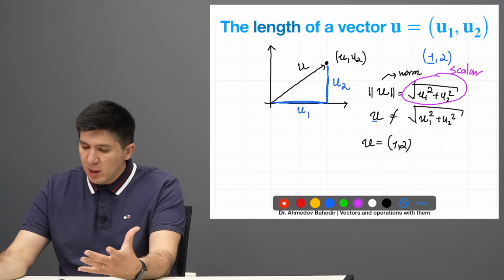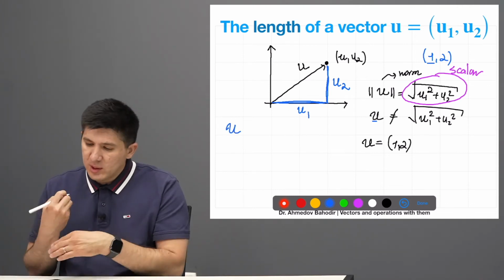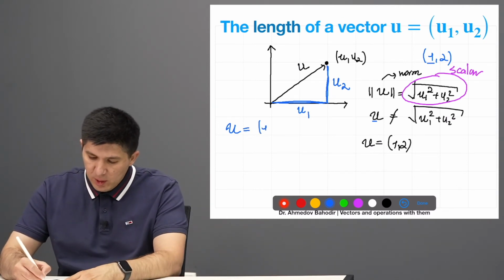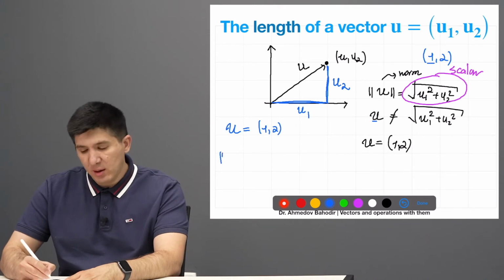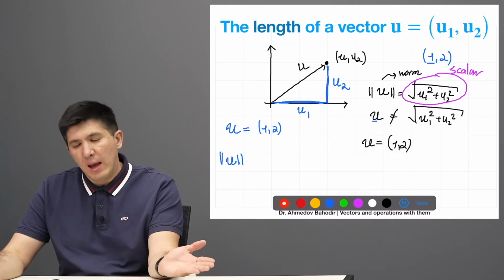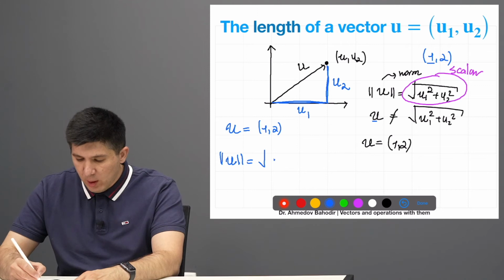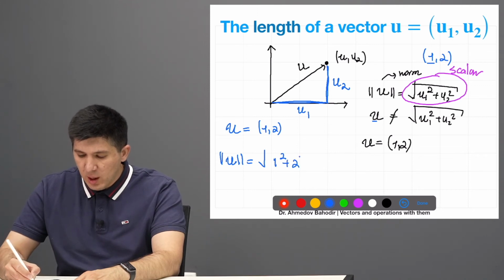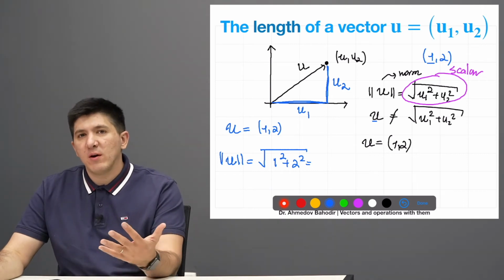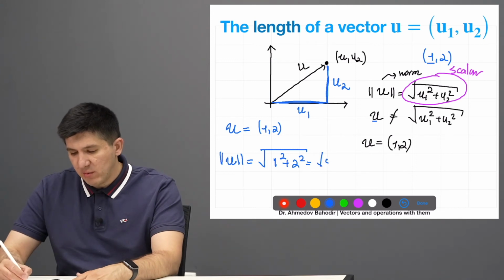Well, we can do a small example. Let's say you are given the vector u with the components 1 and 2, and you need to find the length of u. I'm going to denote this with two vertical lines before and at the end of the vector u. It is going to be equal to the square root of 1 squared plus 2 squared. Well, 2 squared is 4, 1 plus 4 is equal to 5. That's going to be the square root of 5.